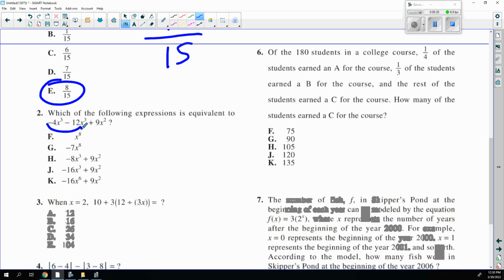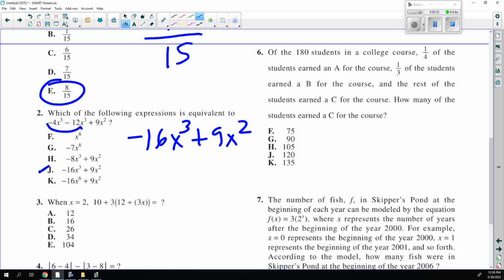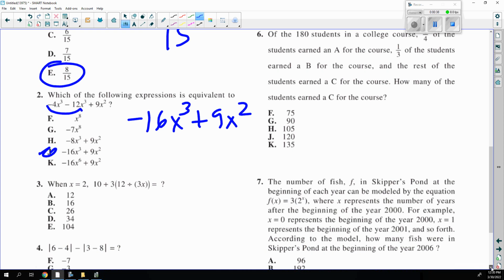Number 2, add the like terms. So you have two terms that are alike. They're both cubed, and it should make negative 16x cubed plus 9x squared. Answer J.